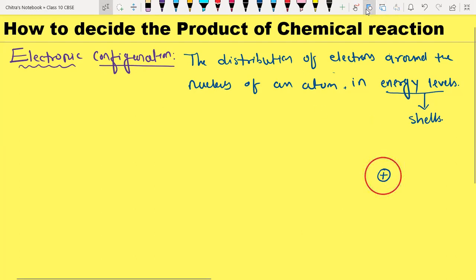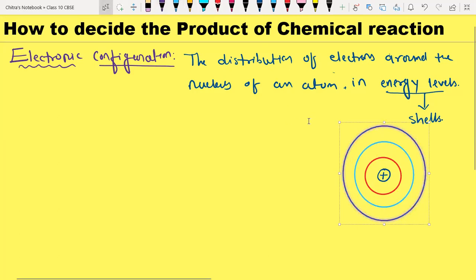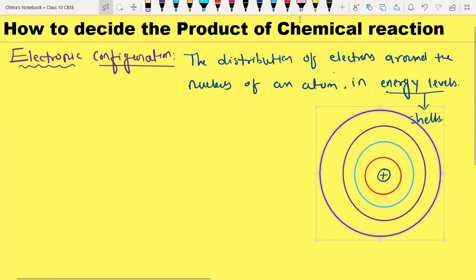I'm representing it by the red color. Then this is the second shell, and I'm representing it by the blue color. This is the third shell, and I'm representing the third shell by purple color, and this is the fourth shell. I'll represent it by green color, since yellow is not visible. So these are the four shells I have drawn over here.